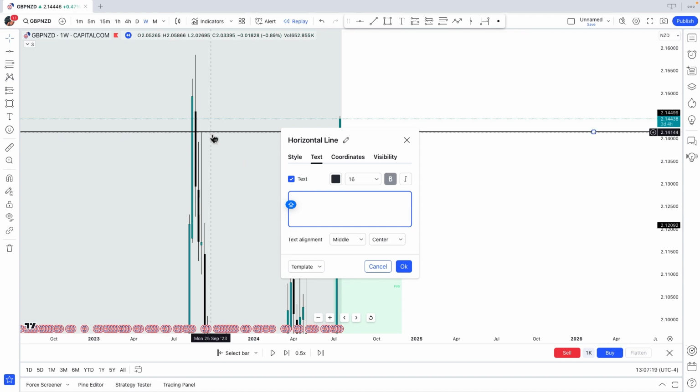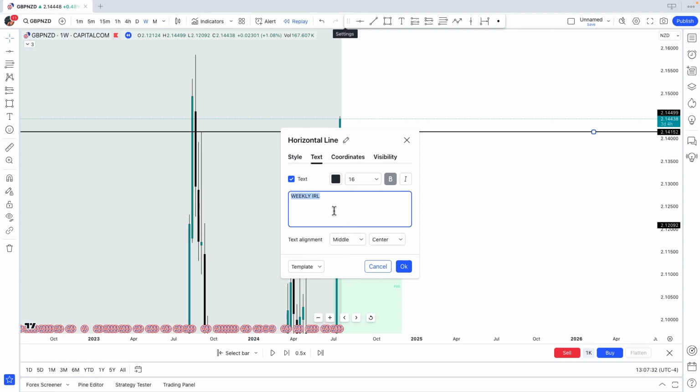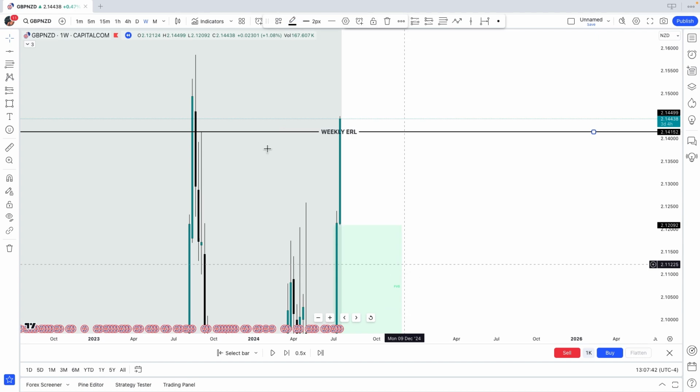So today was a Tuesday. This is what we had. This is our weekly liquidity. So I'm just going to write it down. This is our ERL, external range liquidity. So we always start from weekly. We want to see what weekly has, if it has something for us.